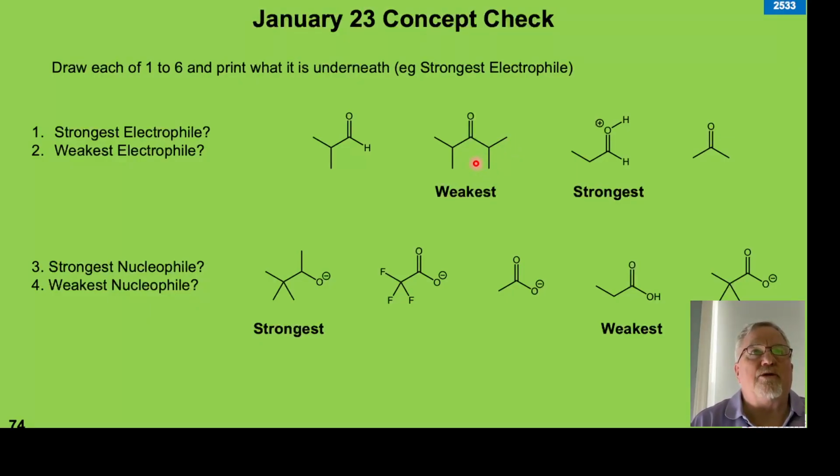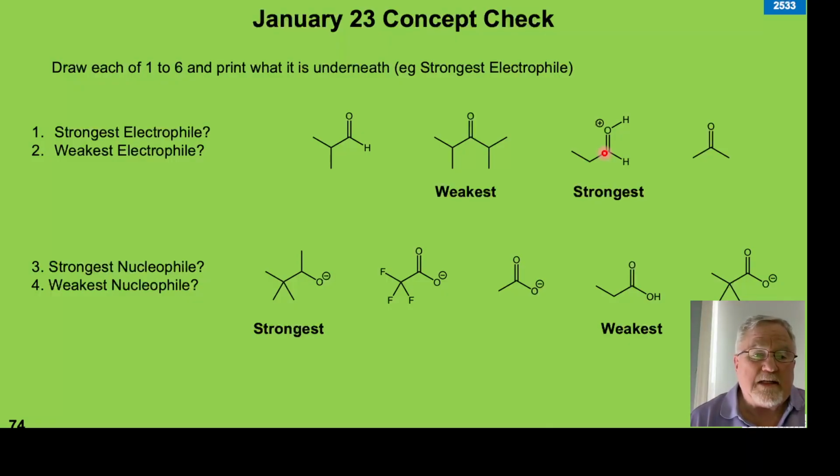Here's the January 23rd concept check. Let's talk a little bit about that. We asked here what's the strongest electrophile and what's the weakest electrophile. The strongest electrophile is going to be the electrophile with the most positive charge, in this particular case, on carbon. So positively charged things are usually, almost always, better electrophiles than something that's neutral. So in this series of compounds, the positively charged compound is going to be the strongest electrophile. We can draw a resonance structure which gets our electrophilic center right here on that carbonyl carbon.